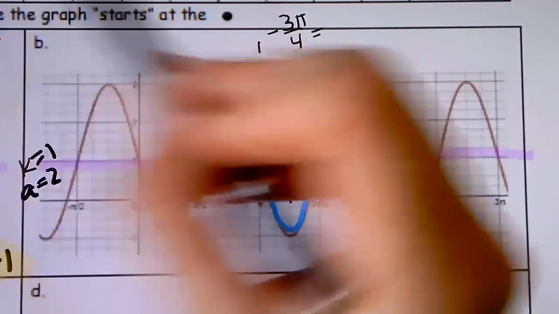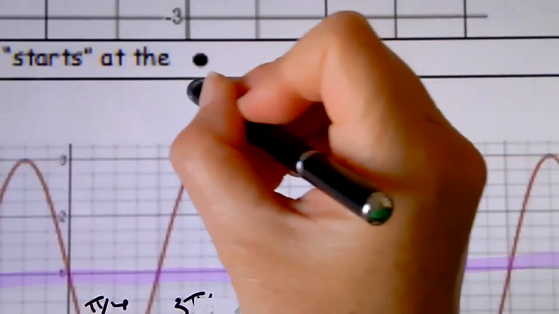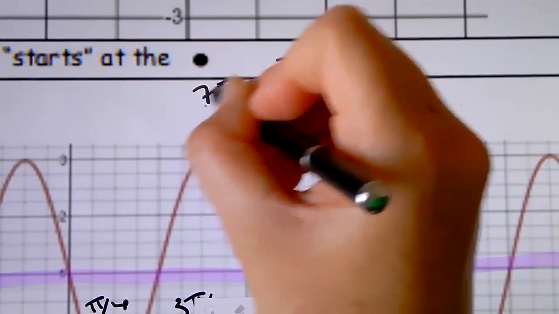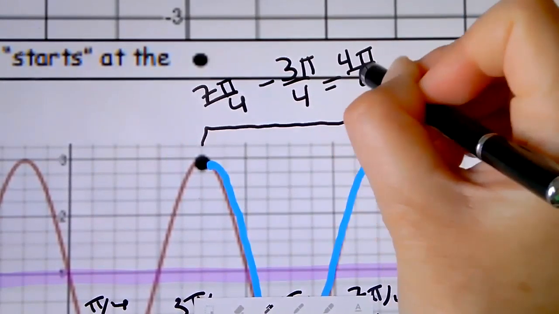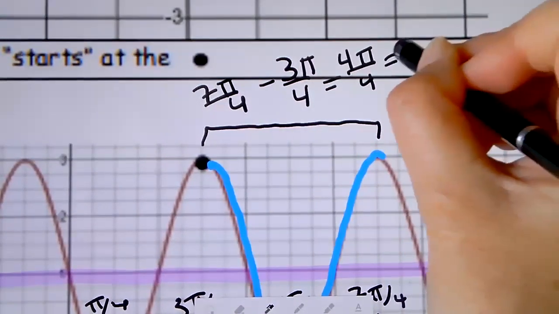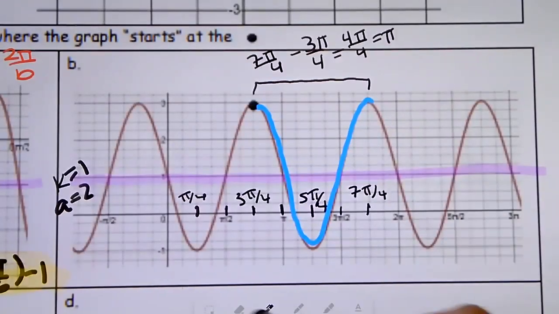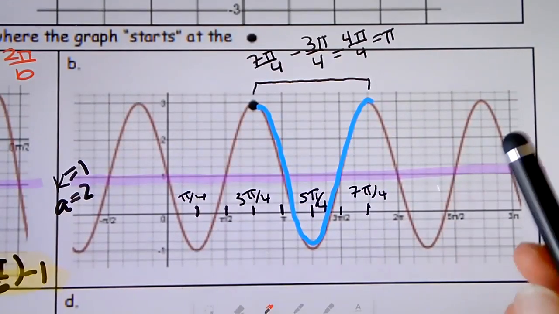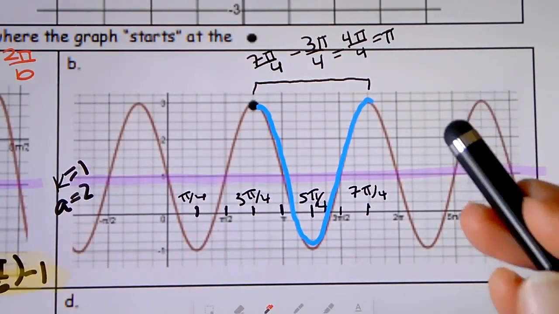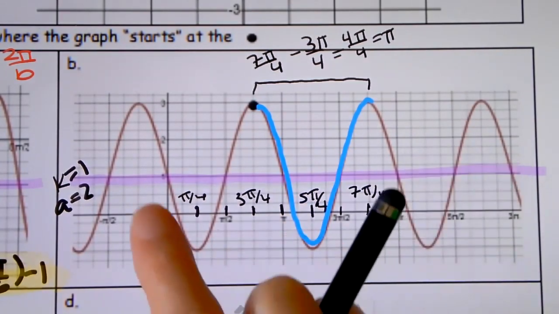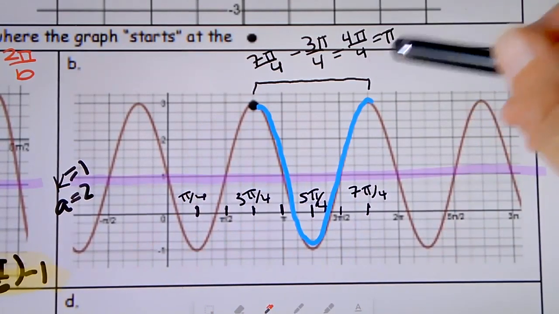Let me just rewrite this a little better. I'm going to zoom in for a sec just to write it. So this is 7 pi fourths minus 3 pi fourths, which is 4 pi fourths, or just pi. I've traveled pi distance. Now remember, our b is how many cycles we have within 2 pi. So I can count that. It probably would have been easier to count it with my sine. But I already know my period.